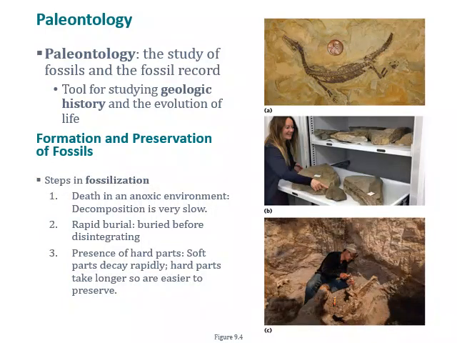First is the death of an organism in an anoxic environment to produce decomposition that is very slow. Second is rapid burial, which means that the organism has been buried before disintegrating completely. And third is the presence of hard parts. Soft body parts for organisms decay rapidly, whereas hard parts take longer and are much easier to preserve. On the photos on the right, we have photos of several fossils, whether in situ or in collections at museums.